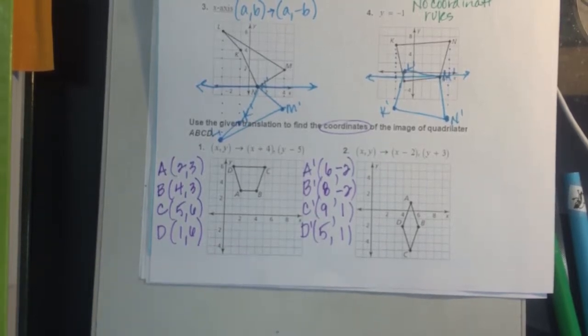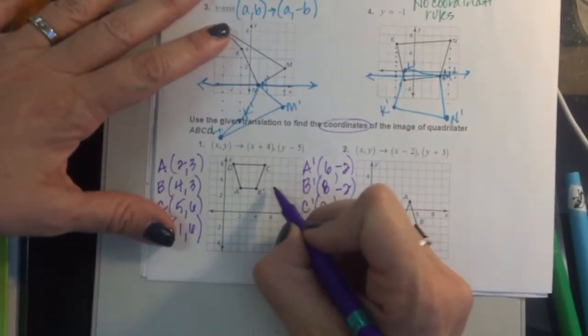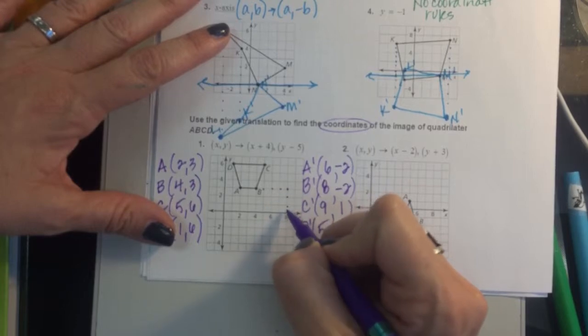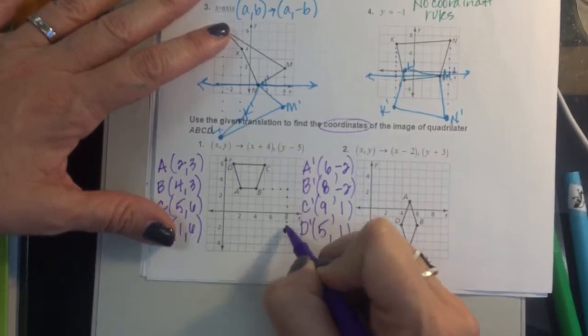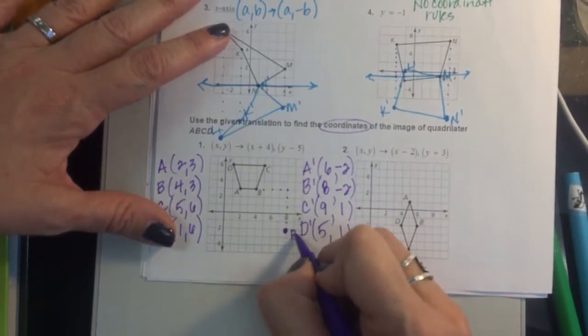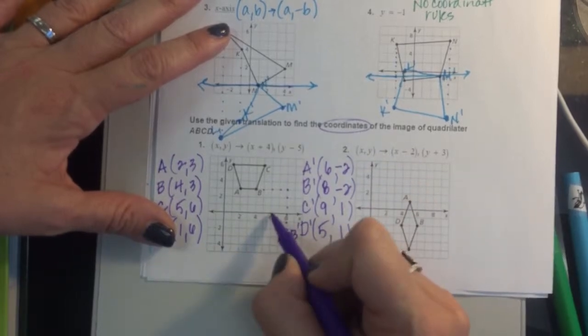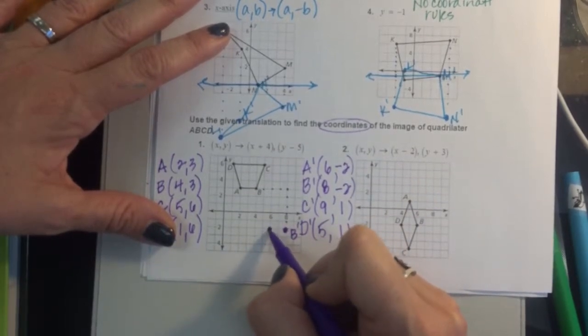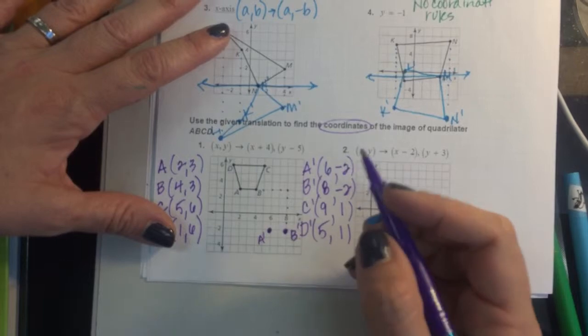And then, honestly, I'd rather just count 1, 2, 3, 4. 1, 2, 3, 4, 5. And it's landed where I expected it to. That was B prime. A prime, 6, negative 2. So you can get there either way.